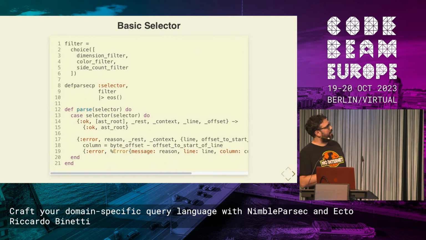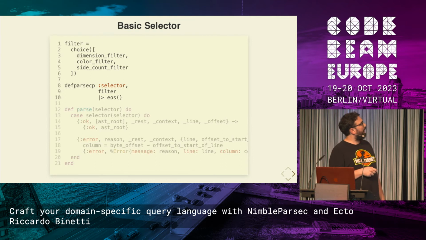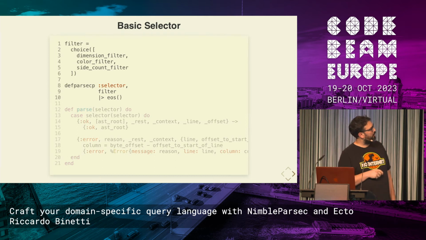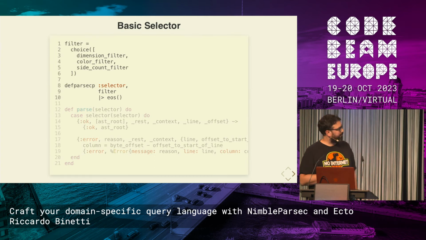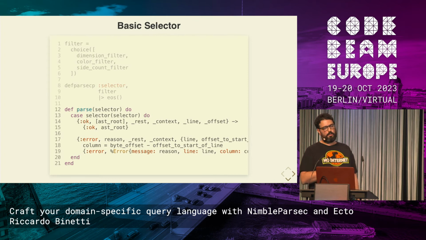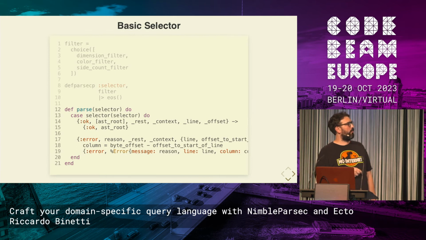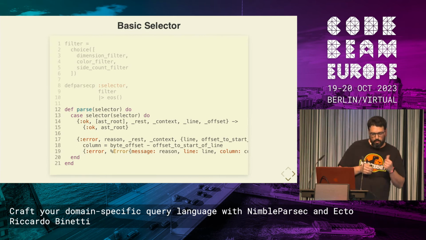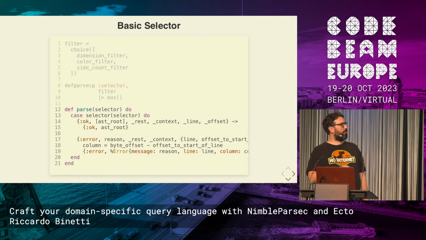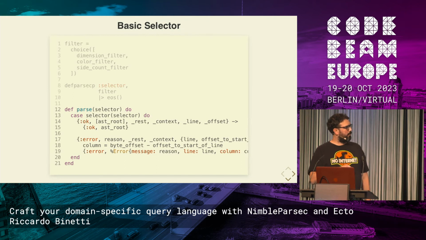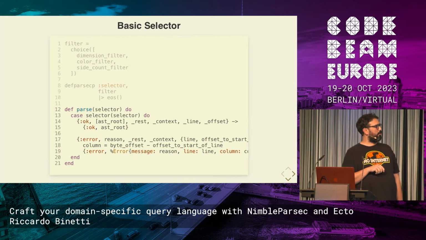So we have our basic selector now. And basically, the filter now is a choice of dimension filter, color filter, and side count filter. And we're defining a private parsec called selector. And it's private because we're just going to wrap it into some utility function. Since we know that we have a single root for the AST, we're just going to pattern match and assert that we have a single root.